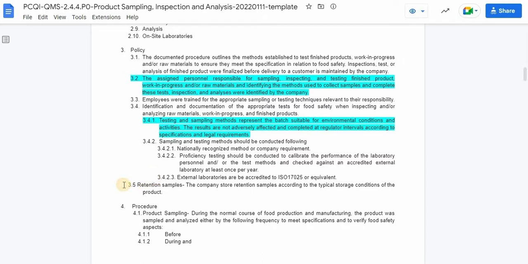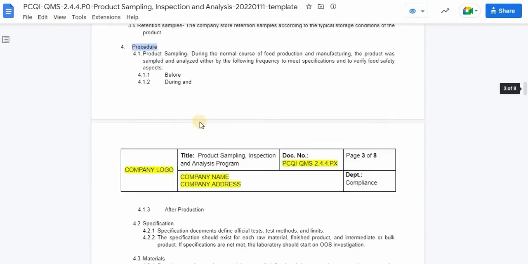And fifth, retention samples. The company stores retention samples according to the typical storage conditions of the product. The fourth component of the program is procedure. The procedure is the step-by-step process and the actual implementation of the policy.